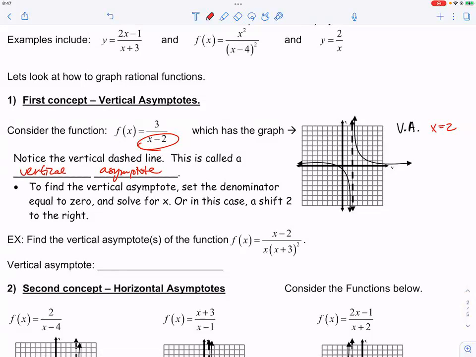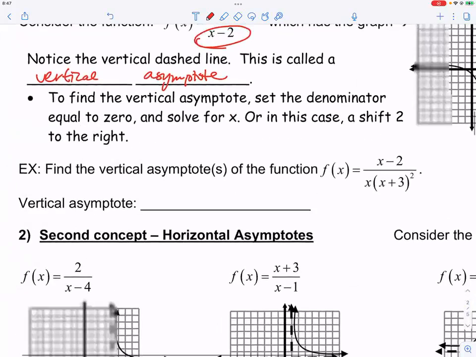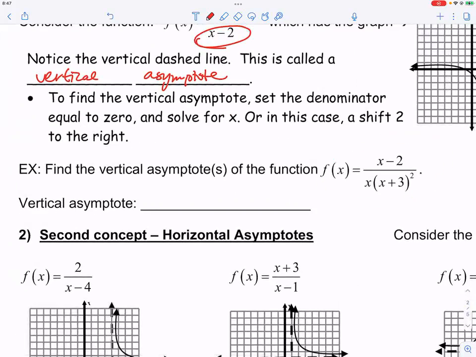Now, if you look at this particular example, what's the vertical asymptote for this fraction right here? Basically, we're asking what the restriction is. The restrictions are x cannot be 0 and -3. So therefore, the vertical asymptotes are x equals 0 and x equals -3.